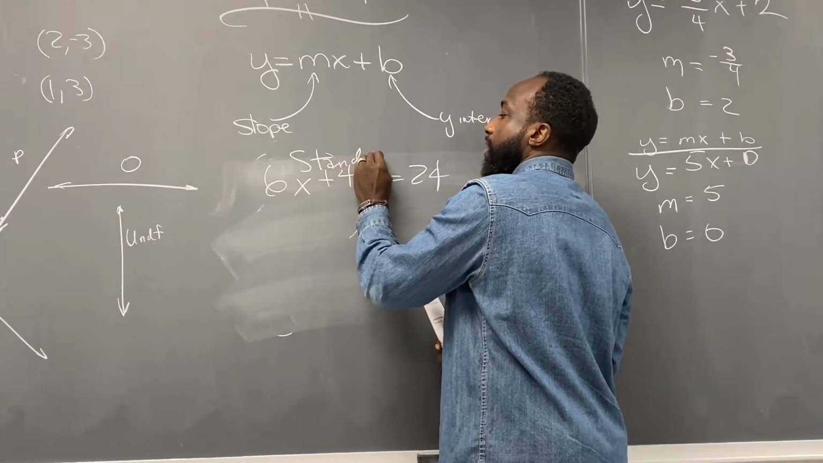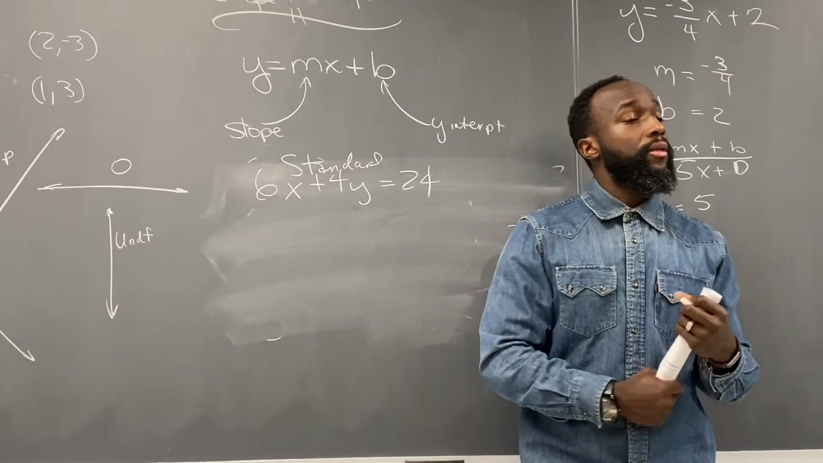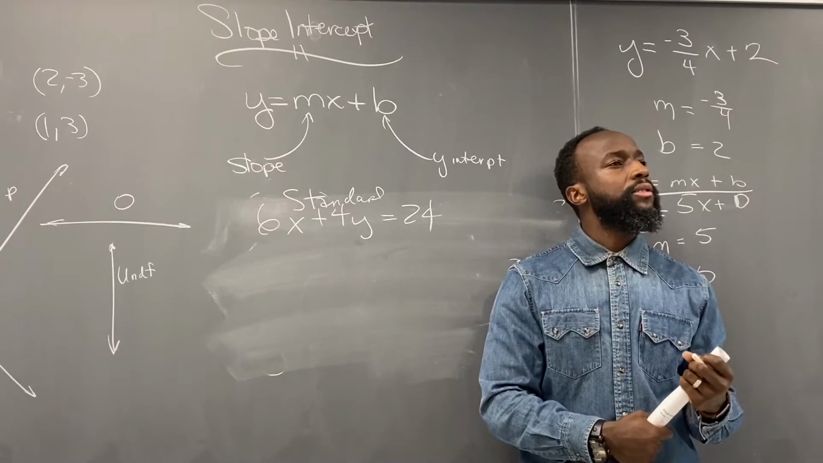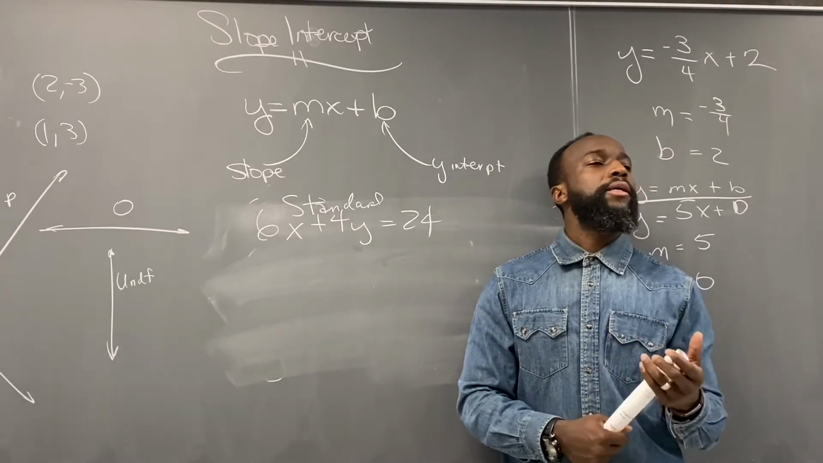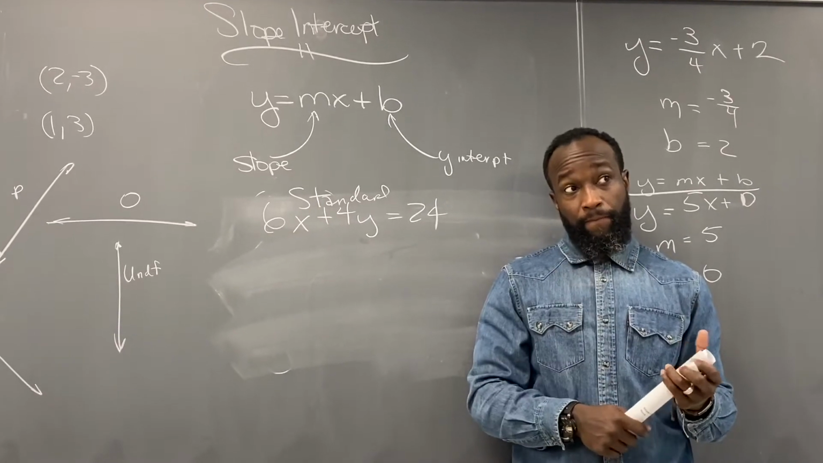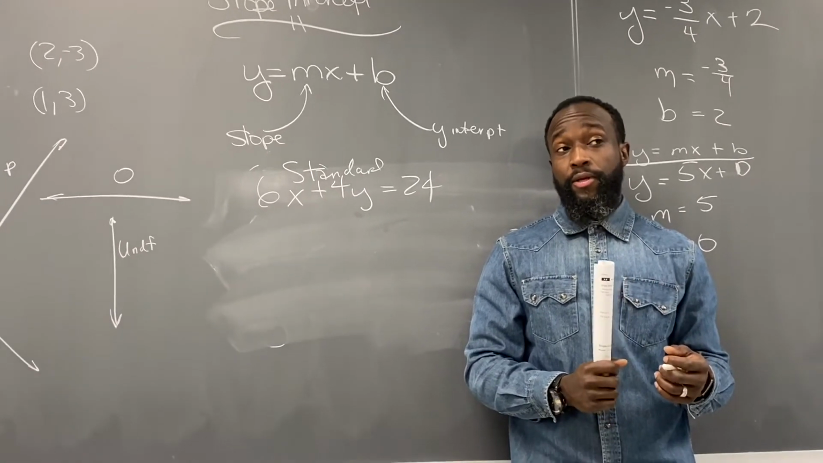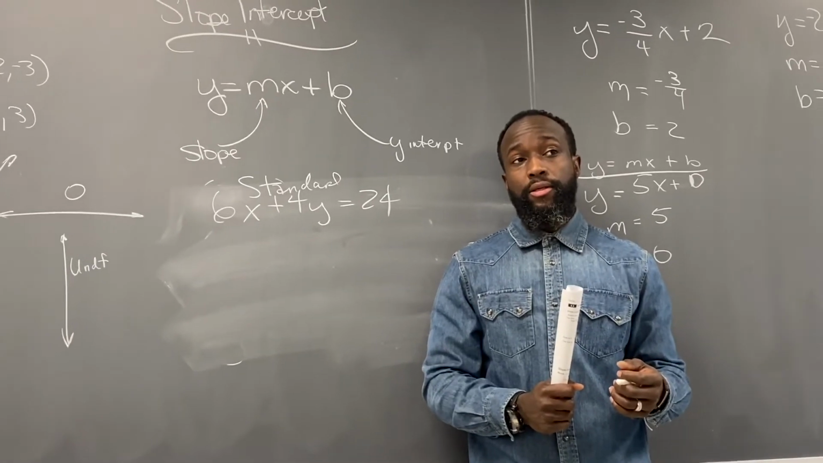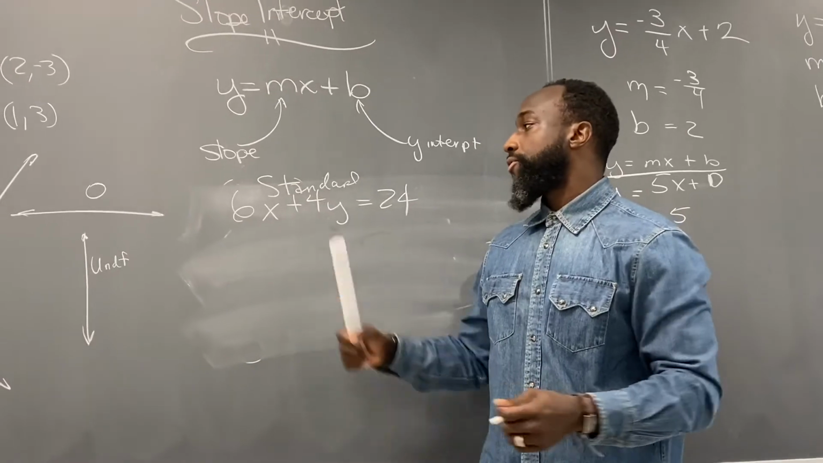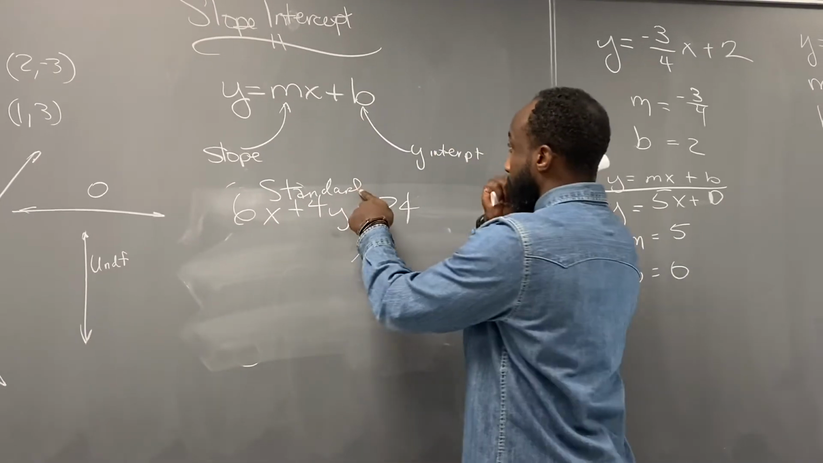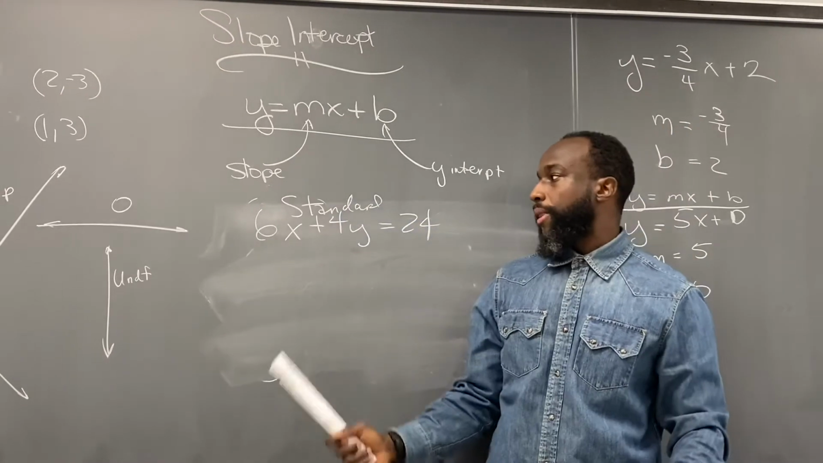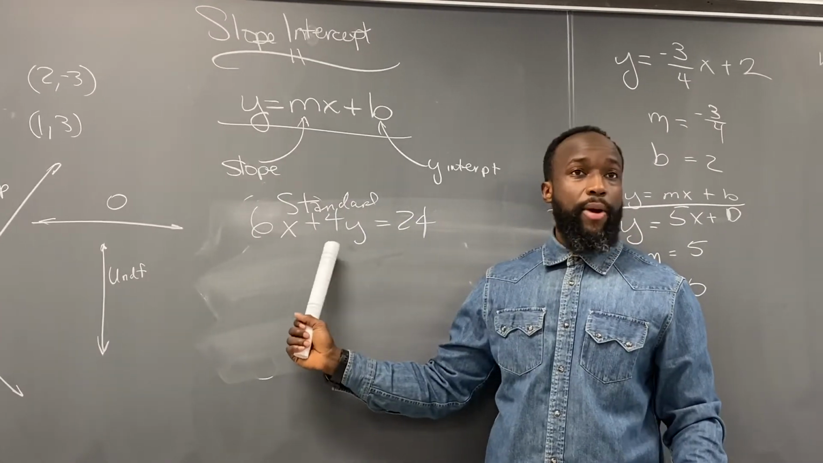How do you know it's in standard form? Alex, help us. The x and the y are on the same side. That's standard form. It's in standard form now, so we have to change it to slope-intercept form, which means we have to get the y by itself. So we have to get y alone in this problem.